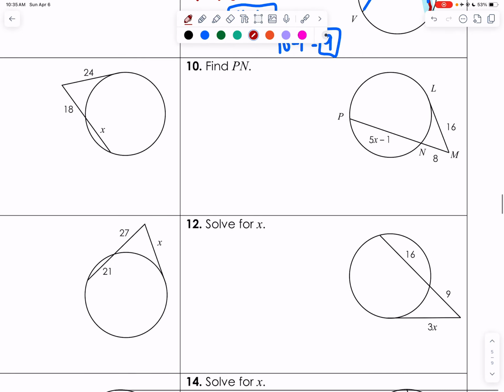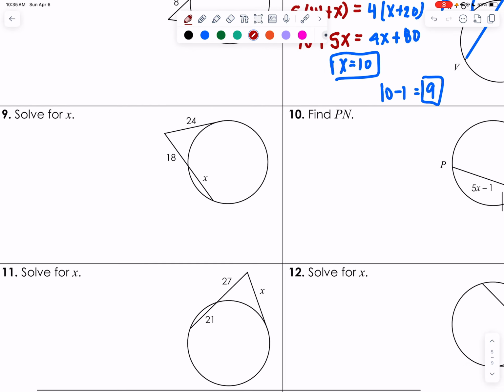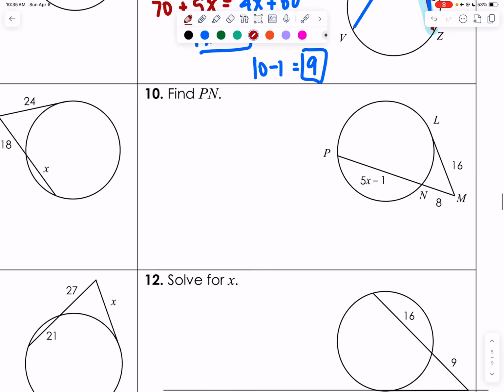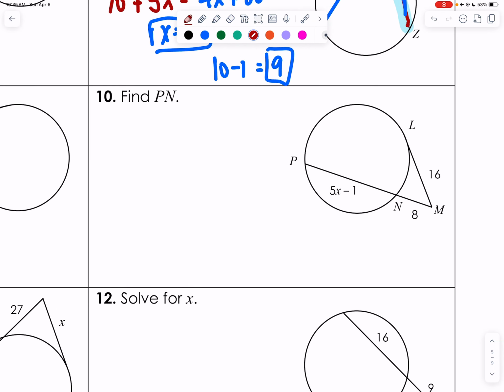So, well, let's go ahead and do, let's say, I guess we could do 10 here, Pn. So notice how I have my tangent right here. Tangent is going to be squared, so we are going to have 16 squared is equal to, once again, we are going to do outside, so that's 8 times my whole part. My whole part is going to be 5x minus 1 plus 8, or 5x plus 7. All right.